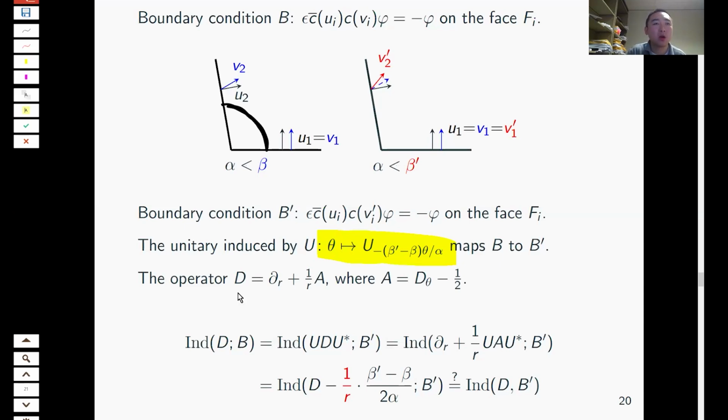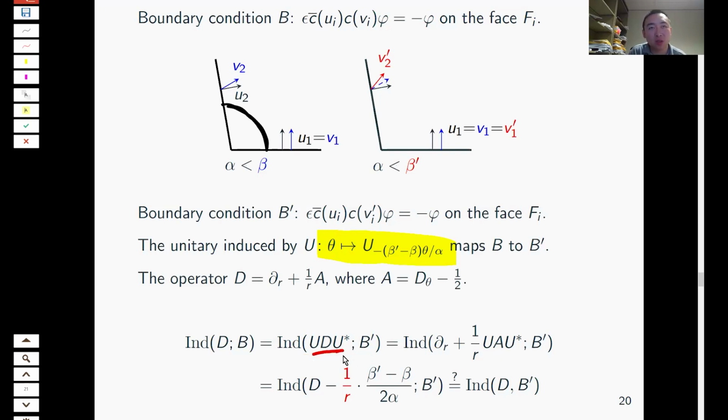Now we want to talk about the index of this operator D. We change the Dirac operator to polar coordinates, and it becomes partial r plus 1 over r times A, where A is essentially the Dirac operator near theta. Now, obviously, index of D with B is equal to index of U D U star with B prime, because U maps B to B prime.